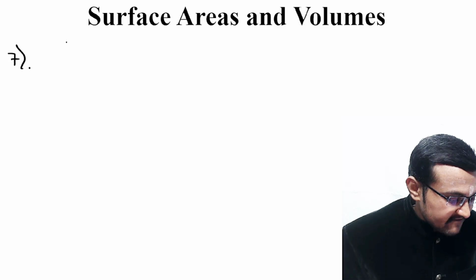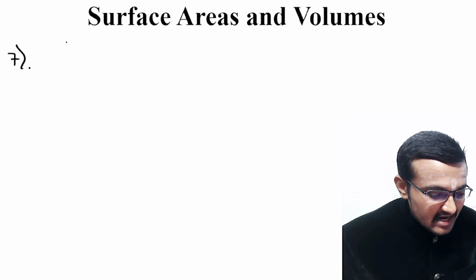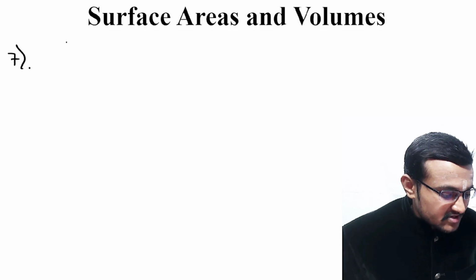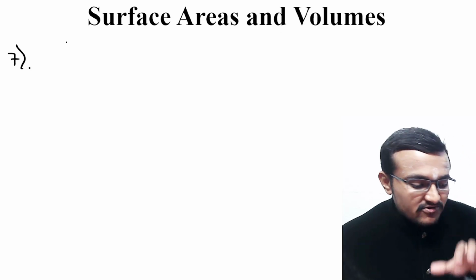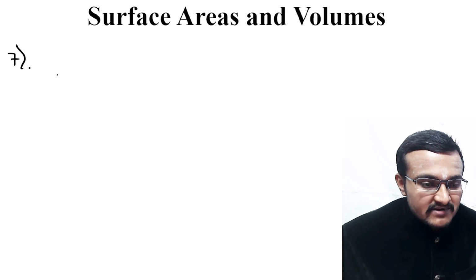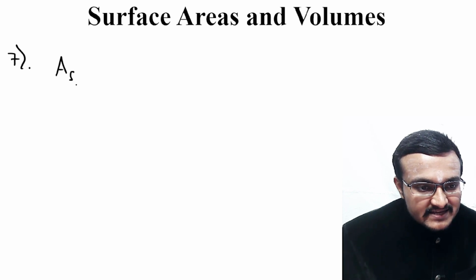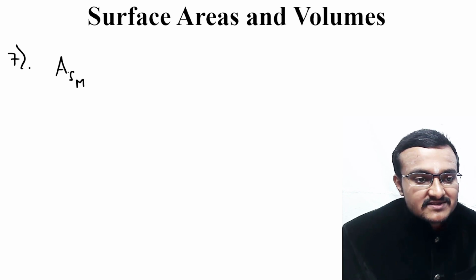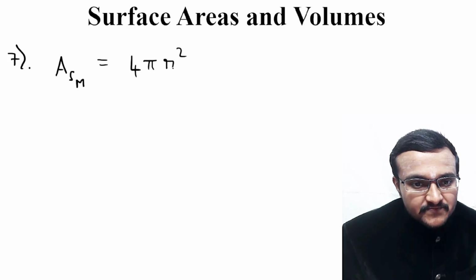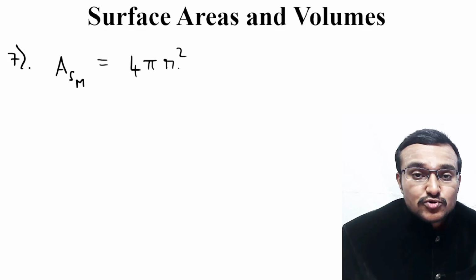In the seventh question, they have given that the diameter of the moon is approximately 1/4 the diameter of the earth. Now you have to find out the ratio of the surface areas of moon and earth. First we will find the surface area of the moon. I'll consider this as ASM, the area of the sphere that is the moon, which is equal to 4 pi r square, where r is the moon's radius.